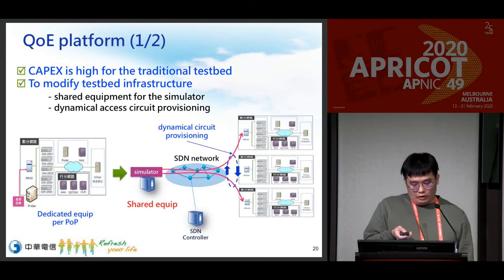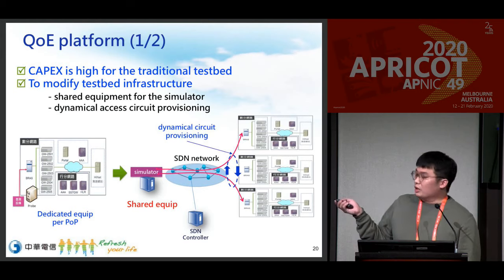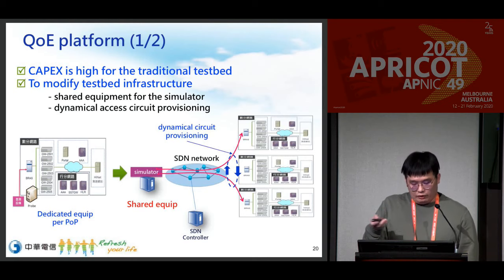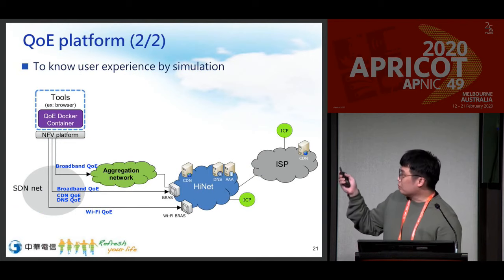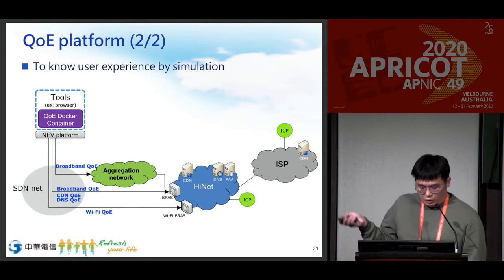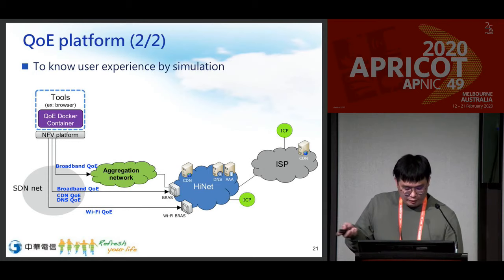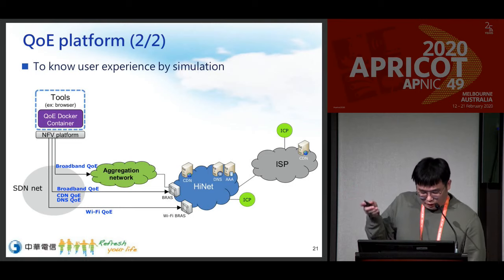And we got two benefits. Number one is we have shared equipment for the simulator. And the second is dynamic access circuit provisioning. That is a very interesting concept. We have four QoE tests, which we call user experience QoE. Number one is broadband QoE, and then CDN QoE, DNS QoE, and Wi-Fi QoE.